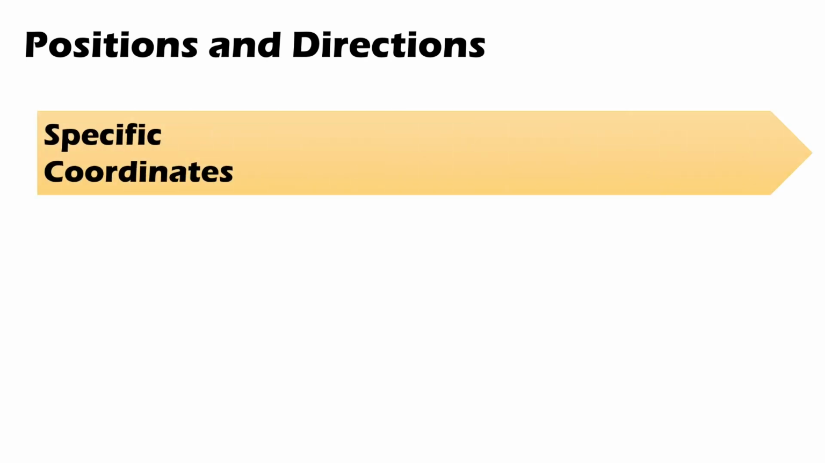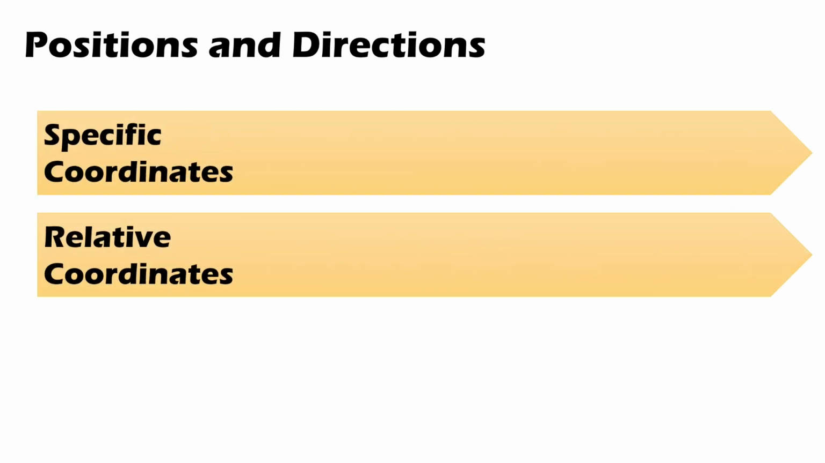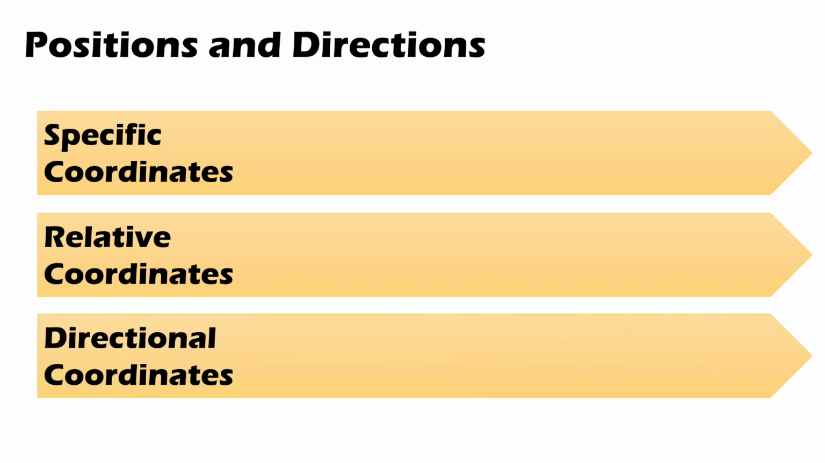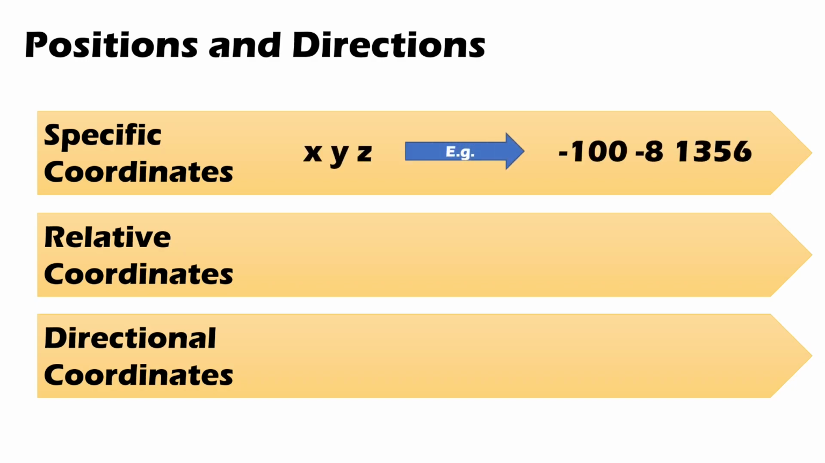The next thing we're going to look at is position and direction and how we use those in commands. This is really important because what we're trying to do is move the player around a build. So we need to understand how position and direction are used in the command in order to make that happen. We're going to look at three different types of coordinates: specific coordinates, relative coordinates, and directional coordinates. The specific ones, hopefully anyone who's done any commands at all will be pretty familiar with, but it's essentially X, Y, Z.